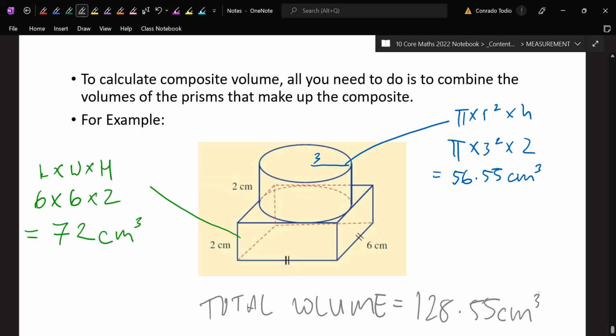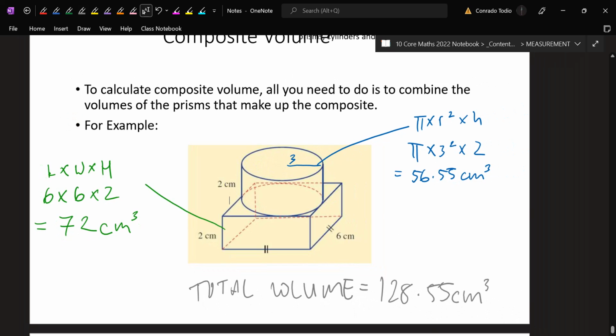Right, so if you can do this for most of your shapes in this topic, when you do volume, it's actually quite easy. Okay, just trying to find the volume is, again, about finding the area of the face, and then multiplying it by the height. That's for any shape you work with.